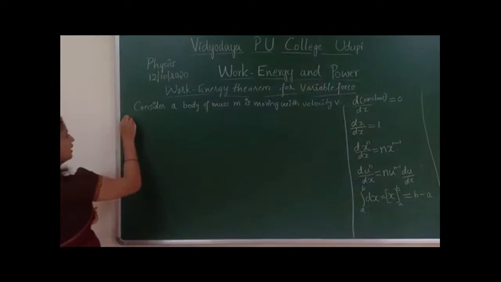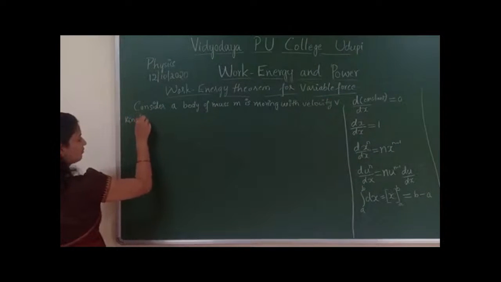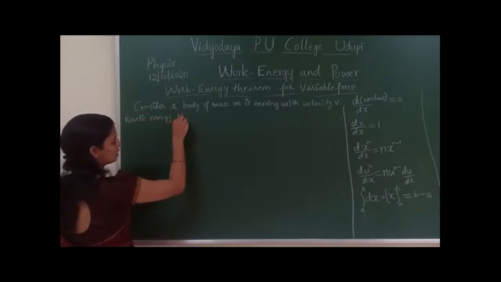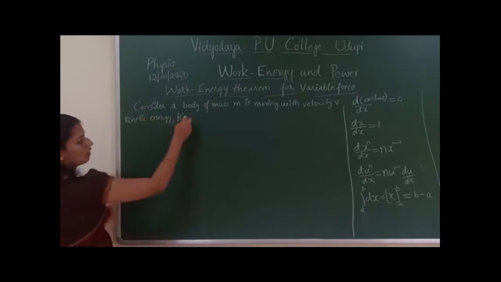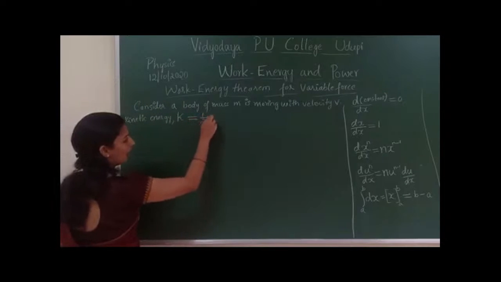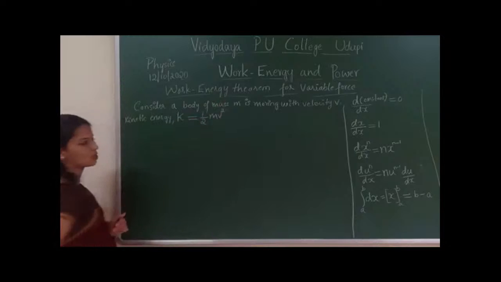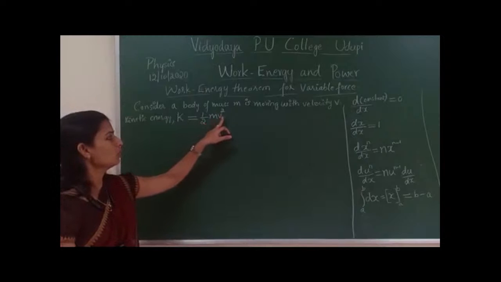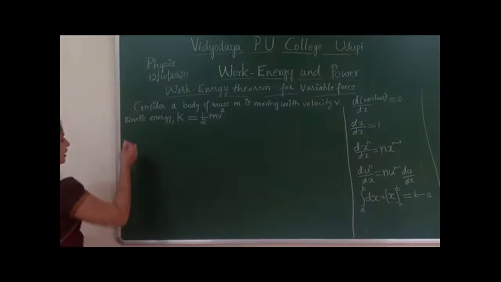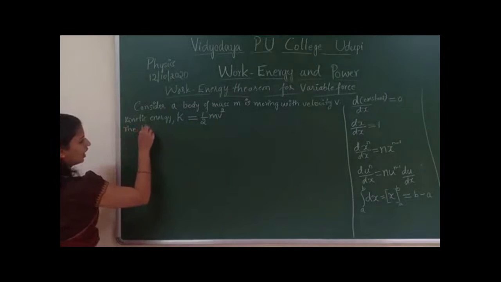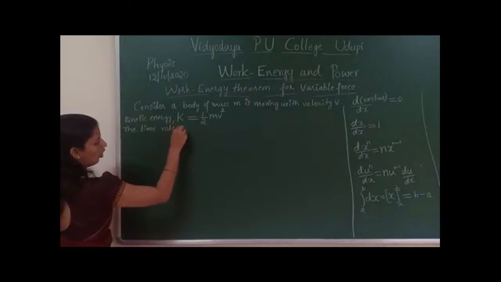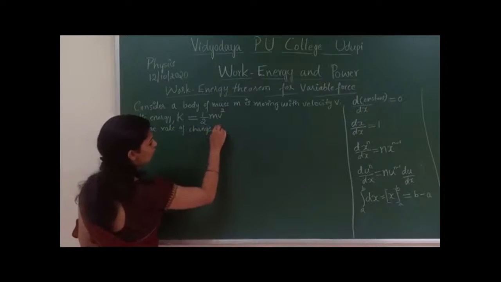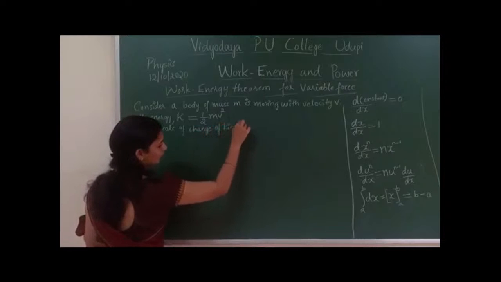Then the kinetic energy of the body, I will write K, where K is the kinetic energy, is given by half mv square. This is our expression for kinetic energy. Last class we derived it, right? So kinetic energy is equal to half mv square. Then the time rate of change of kinetic energy.